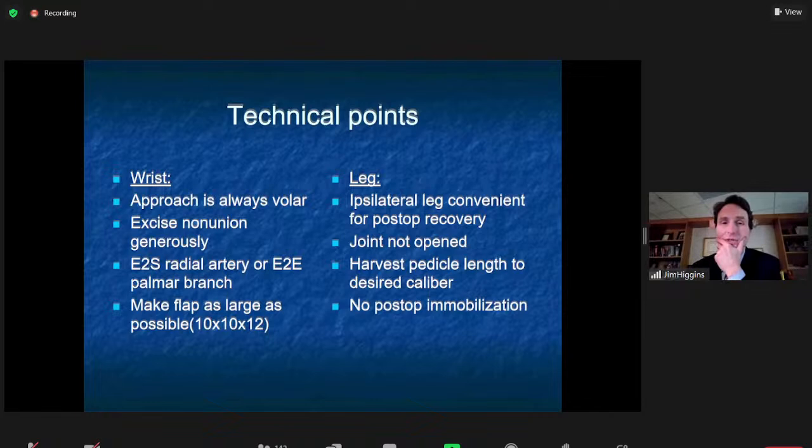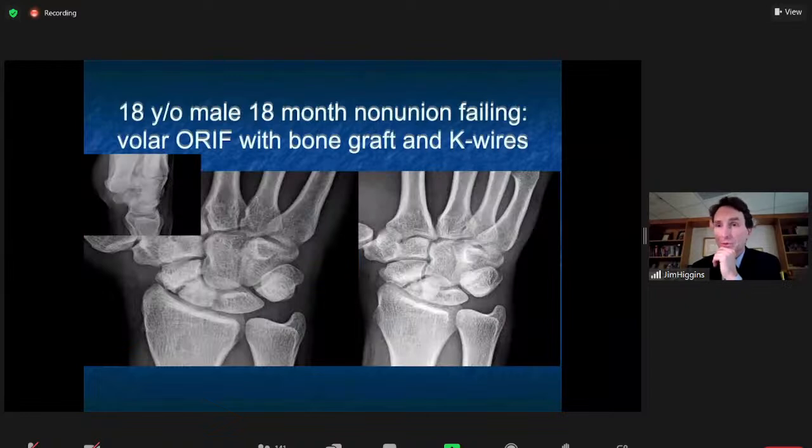But typically, this is a volar approach. You excise the nonunion generously. You do an end-to-side anastomosis. You make the flap. Typically, it's about 10 to 12 millimeters in height, proximal to distal. We typically use the ipsilateral leg just because it's easier on the patients postoperatively. You do not open the joint, and there's no postoperative immobilization of the leg.